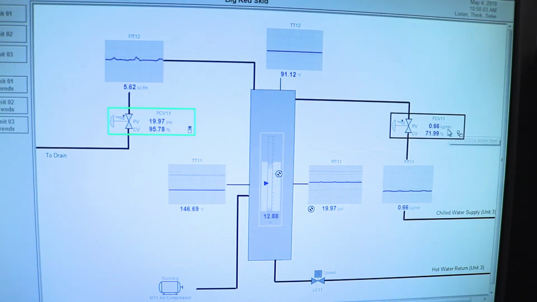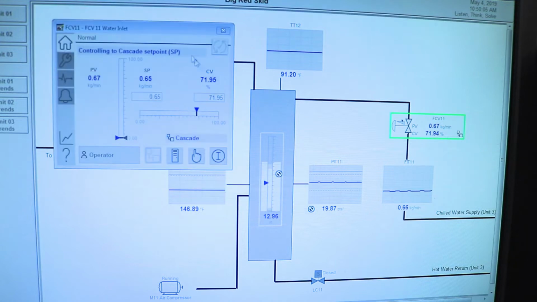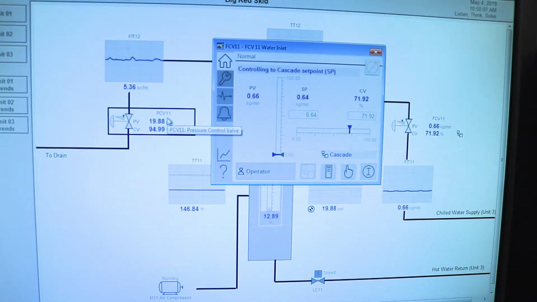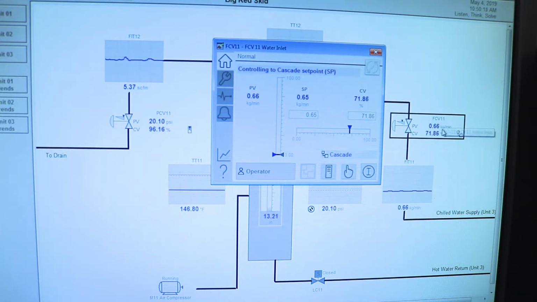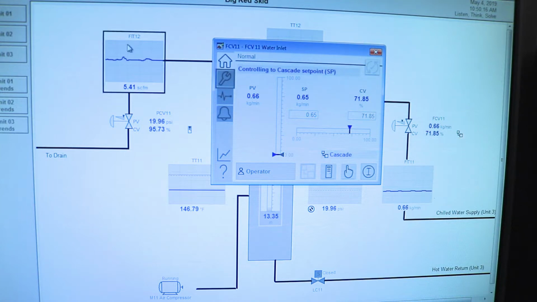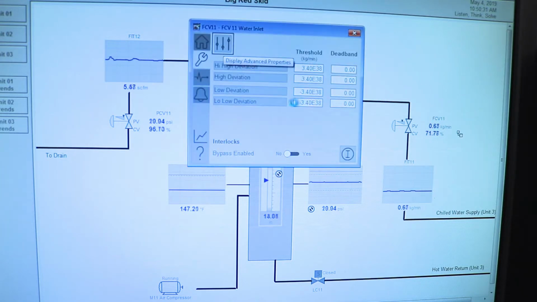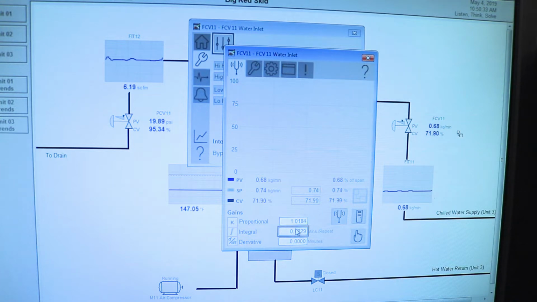On this side, we have FCV11, which, unlike the PCV11, which is in program control, is in cascade control, which means it works off of a ratio measured by FIT12. Right now, the set point is always 0.12 times the standard cubic feet per minute flow rate of FIT12. The controller gain and the integral time were also set for the PI control for this loop.